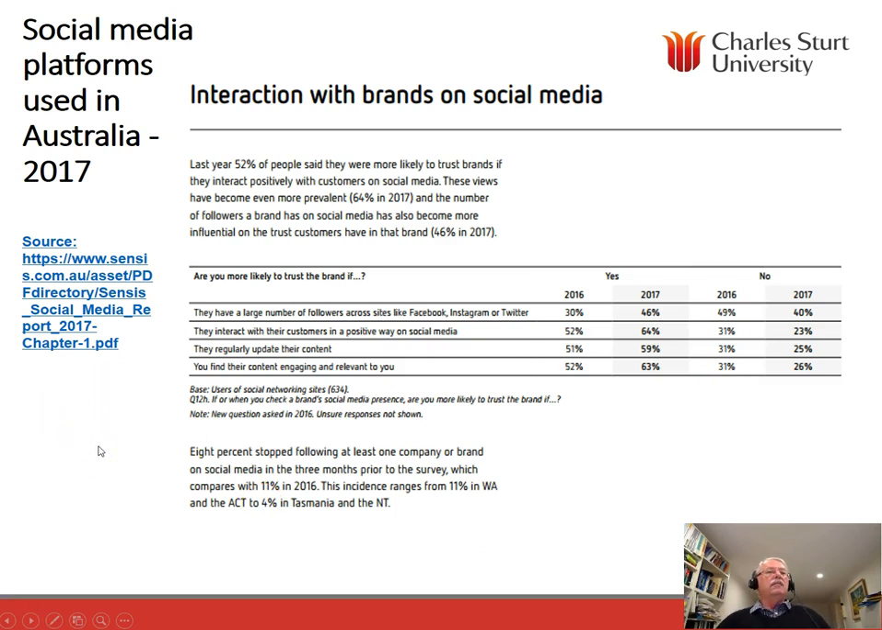We can see that there's a small number of people, like 8%, followed at least one company or brand on social media in the 3 months prior to the survey, which compares with 11% back in 2016.